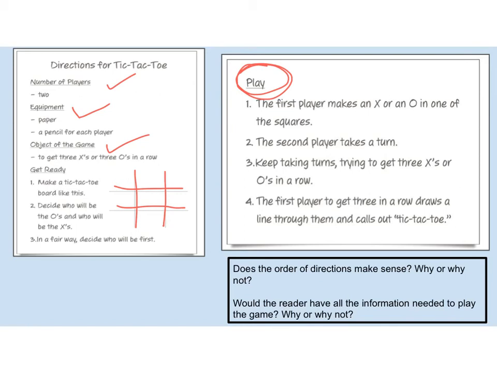The first player makes an X or an O in one of the squares. I think that seems like that would be the first thing. Then the second player takes a turn. Keep taking turns trying to get 3 X's or O's in a row. The first player to get 3 in a row does a line through them and calls out tic-tac-toe. It seems like these directions are very clear and accurate. We know they're accurate because we already know how to play.